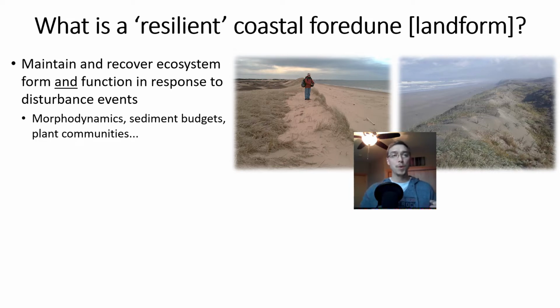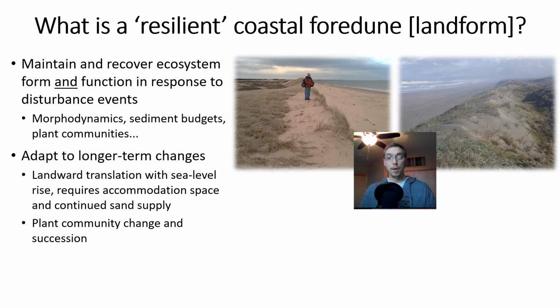So a resilient landform is one that can maintain and recover its ecosystem form and function in response to disturbance events. So morphodynamics, basically how dynamic change is occurring on those landforms, sediment budgets, plant communities. But it's also something that can adapt to longer term changes. If you were a coastal dune, you would want to see that if your sea level was changing, that form, that dune is also changing in correspondence to that sea level change.